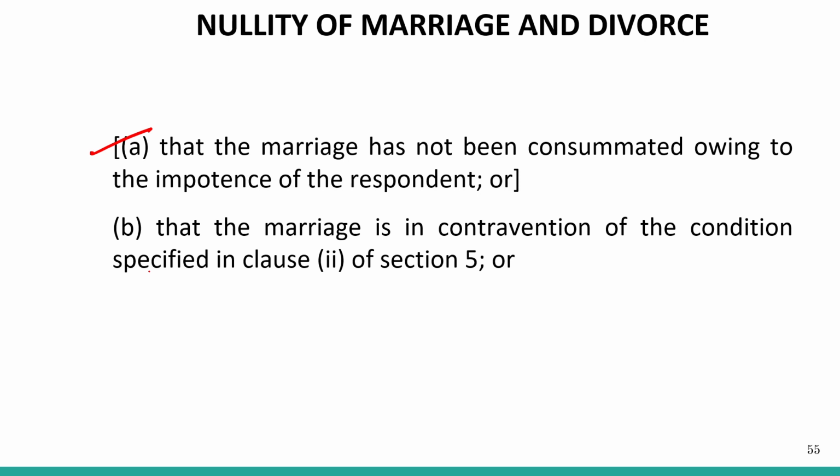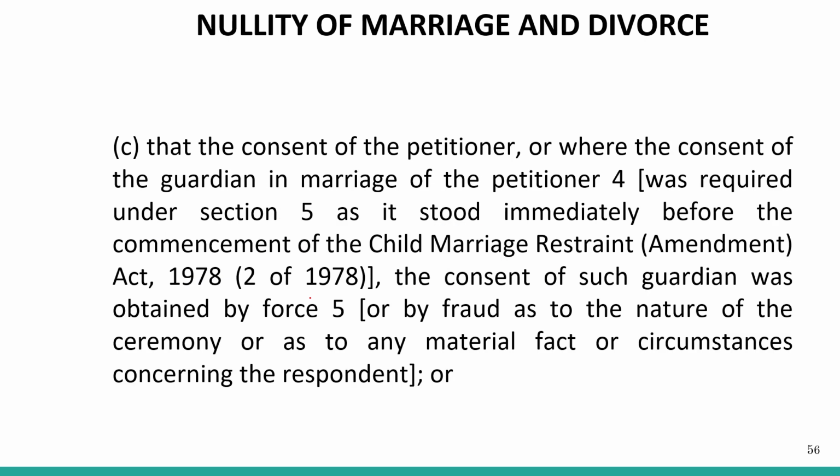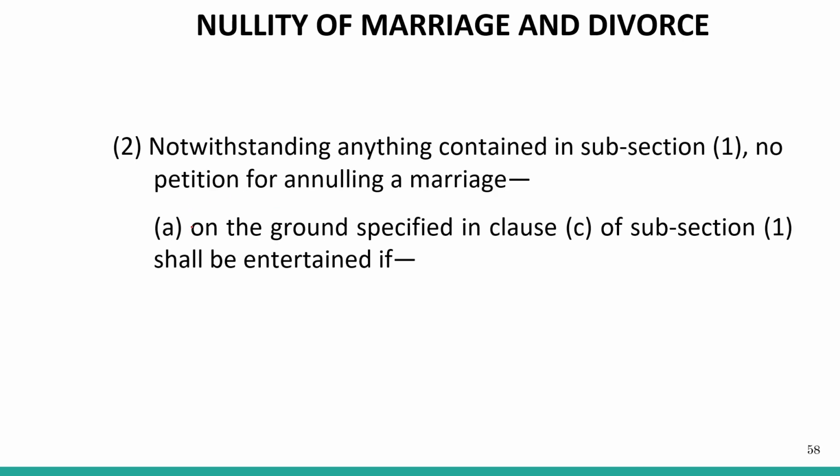The first thing is that the marriage is in contravention of the condition specified in clause 2. I just explained clause 2 to you, it is talking about that only. This is the consent of the petitioner. That is not important for you. And that the respondent was at the time of the marriage pregnant by some person other than the petitioner. So this is also a condition under which the marriage can be annulled.